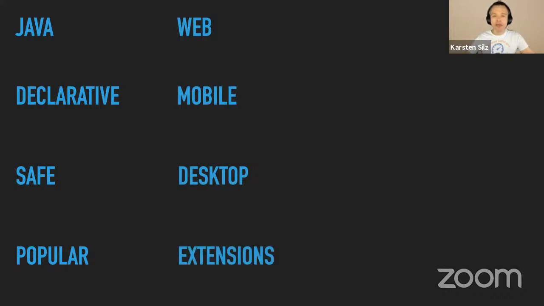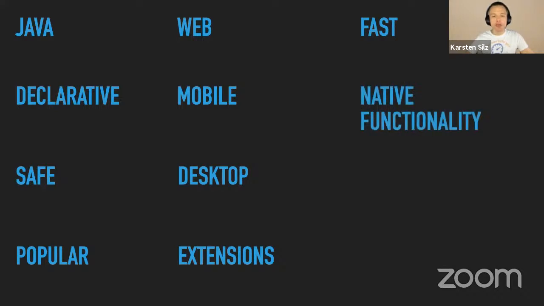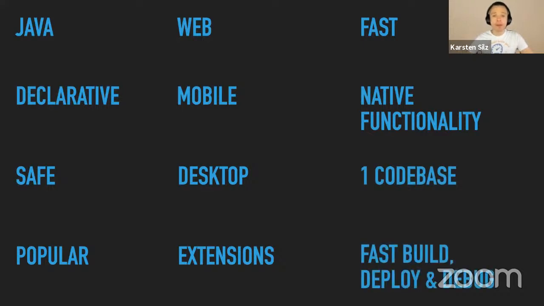We want to have something that gives us extensions, plugins, libraries, frameworks, whatever you want to call it. We want to use somebody else's code and save time. We want to get fast front ends. We want to have access to all the native functionality, where available. We want to just have one code base. And we want to have a fast build, deploy, and debug cycle, because that's really a time suck. If that takes a long time, it can be the end of you.